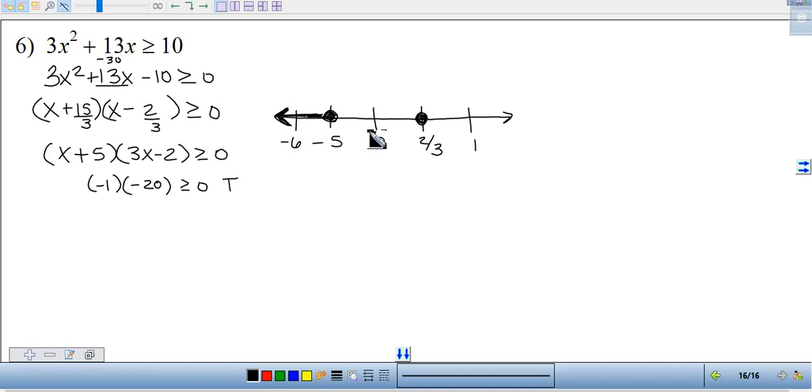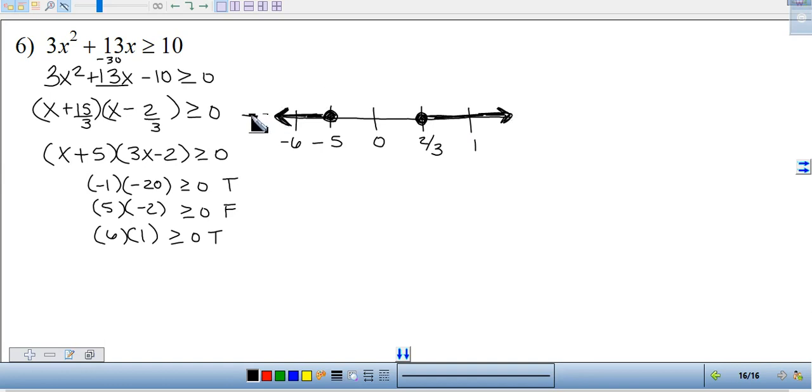Now let's test the 0. 0 plus 5 is 5. When I plug 0 in here, I get negative 2. Is negative 10 greater than 0? Nope. Let's try 1. 1 plus 5 is 6. When I put 1 here, I get 1. Is 6 greater than or equal to 0? Yes. So now I have my shading done, and it's time to write my inequality.